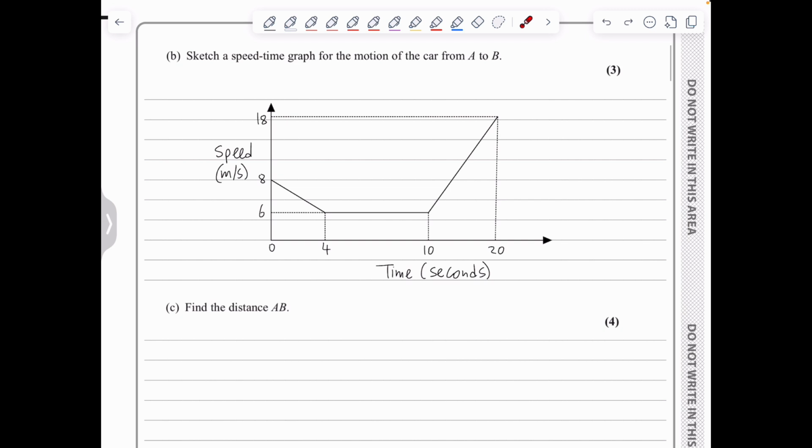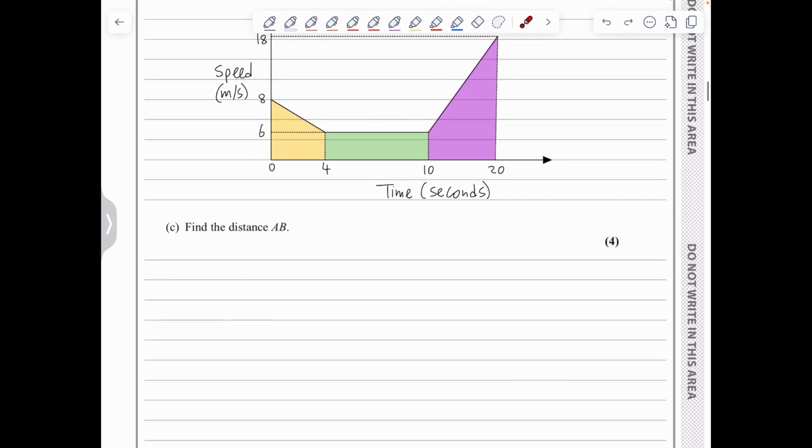Now to proceed and find the distance AB, I simply need to find the total area under the graph. So we're looking at a trapezium, a rectangle, and another trapezium. I simply need to add up the areas here. So the distance AB is going to be the 8 plus the 6 over 2 times 4. I'm applying the formula for the area of the trapezium here. So base 1 plus base 2 over 2 times the height plus the rectangle, which is 6 times 6.